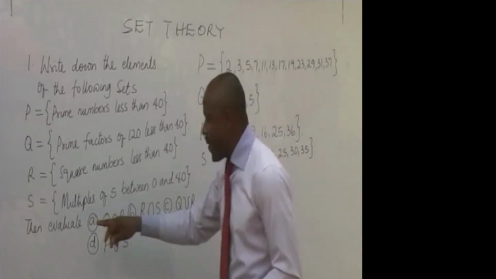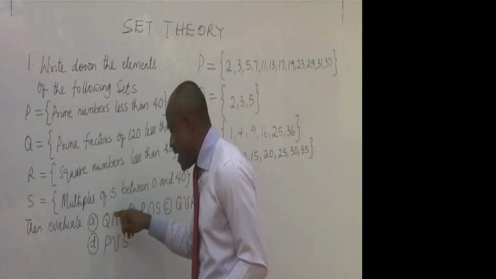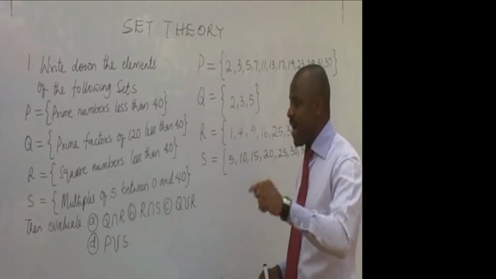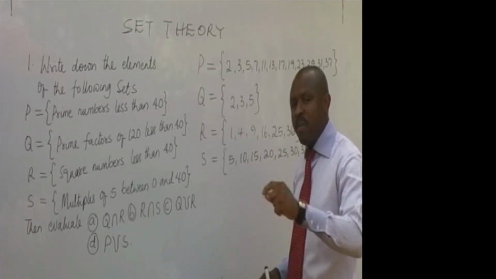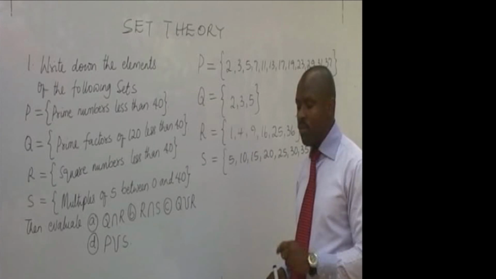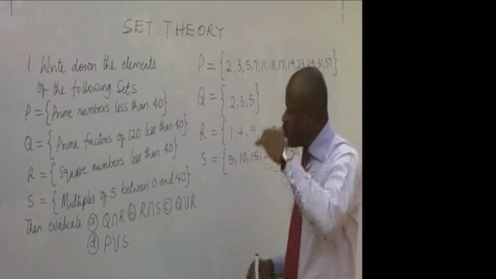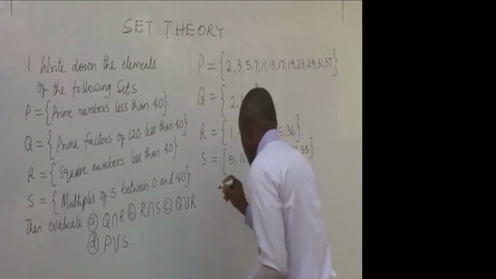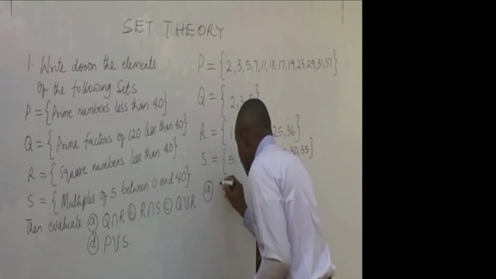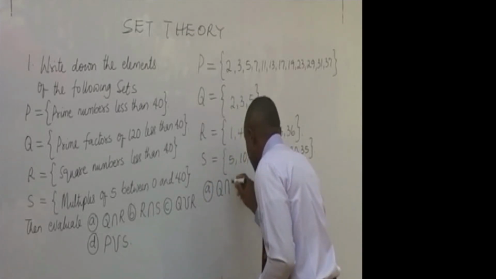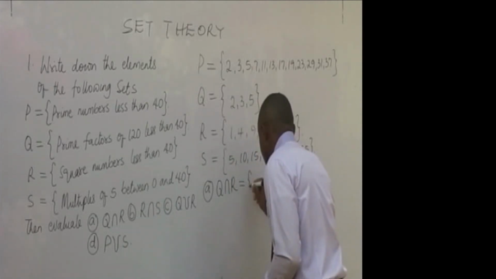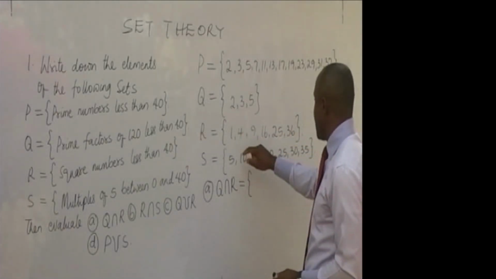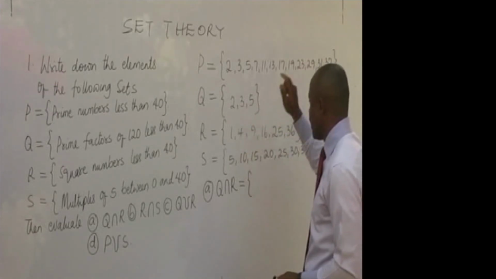Now we are to evaluate A, Q intersection R. Q intersection R are those members of Q that are also members of R. That's what we mean by Q intersection R. Those members of Q that are also members of R. So question number A, Q intersection R. The members are going to be, just go to Q. This is Q, this is R. Any member you find here that you also find here.